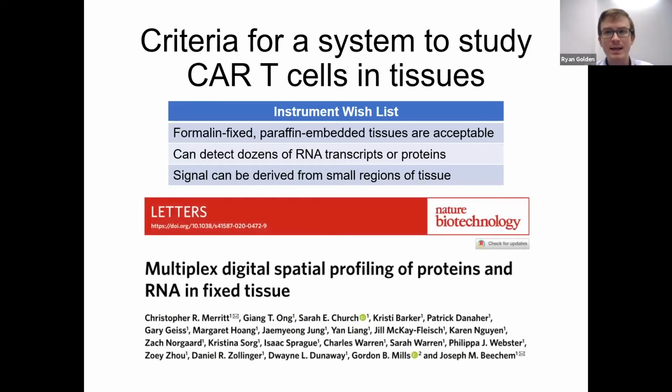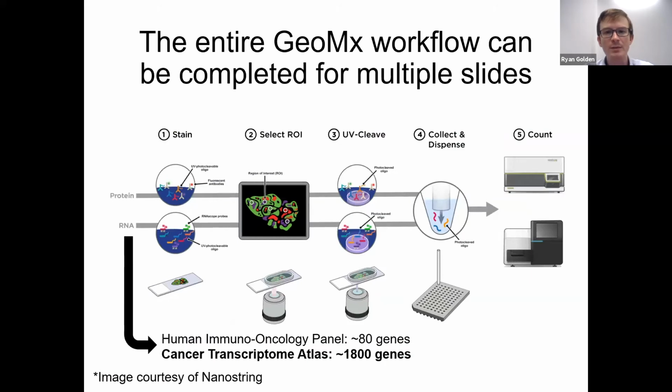And so I think what's exciting is that NanoString has developed a tool that really helps us check all of these boxes. So the NanoString has this instrument called the GeoMx, and it can perform what they've termed digital spatial profiling to look at these dozens of RNAs or perhaps hundreds of RNAs in small regions of formalin-fixed paraffin-embedded tissue. So I have just a brief overview here of how the technology works.